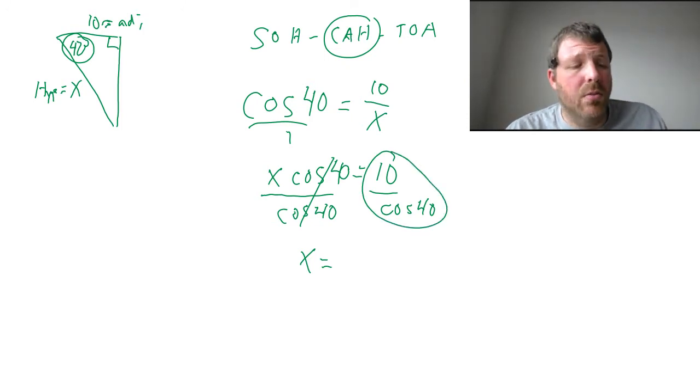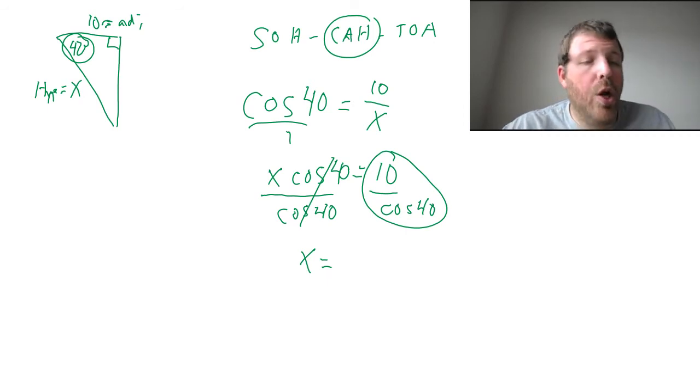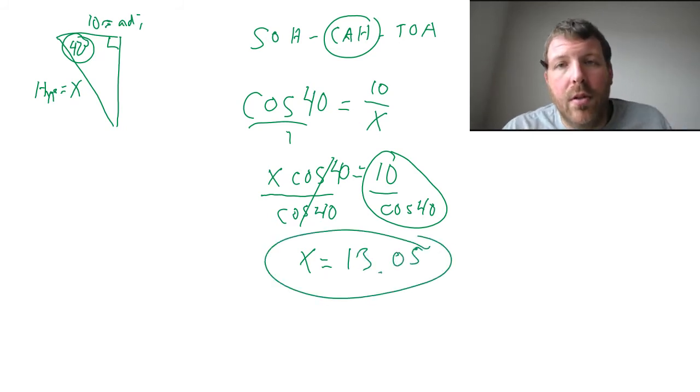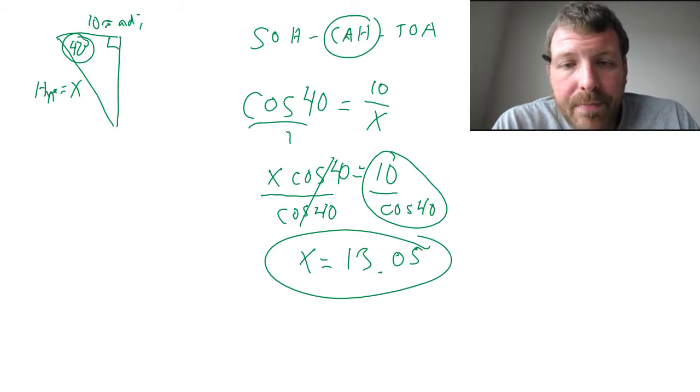And so what I'm going to do is just put it in my calculator again, making sure it's in degree mode. 10 divided by the cosine of 40 equals approximately 13.05, which represents that piece right there.